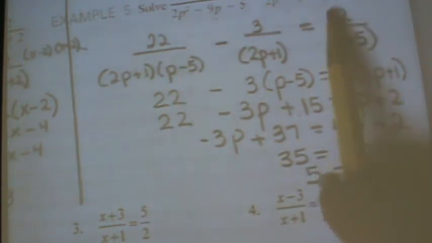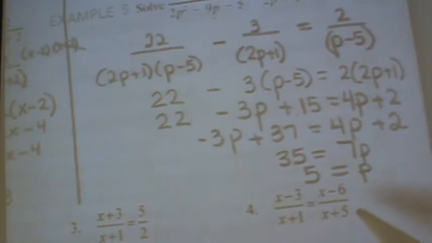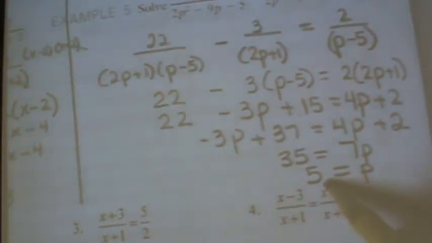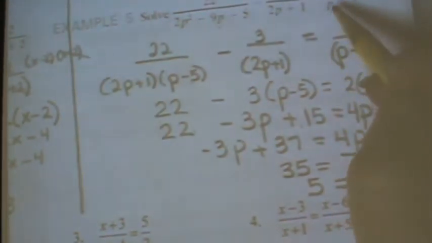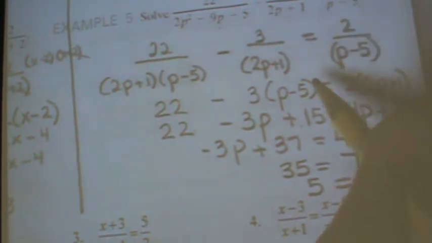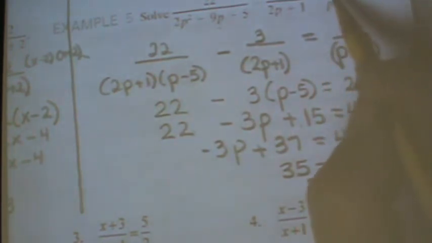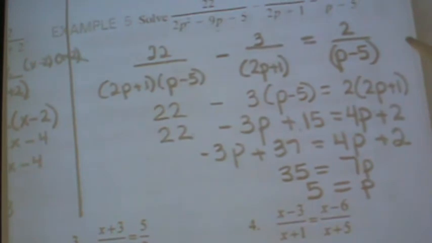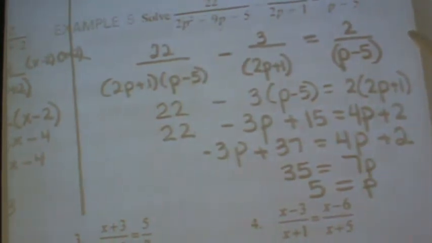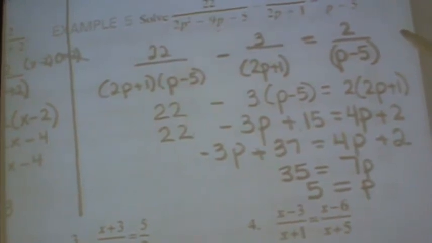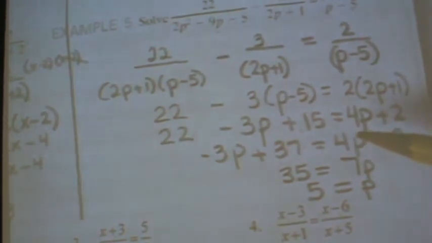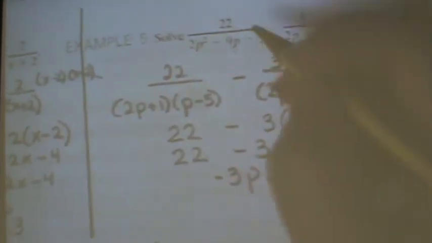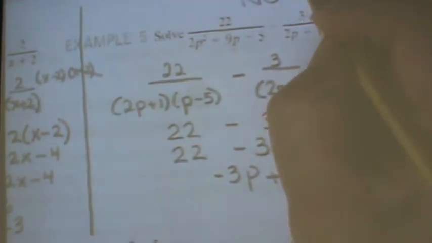That means no solution. Why? Because there would be a 0 in the denominator of a fraction. If we plug a 5 right here, if we put a 5 right in this spot, what is 5 minus 5? 0. Can we ever have a 0 in the denominator of a fraction? Never, ever. So is my answer 5? No, the answer is there is no solution.